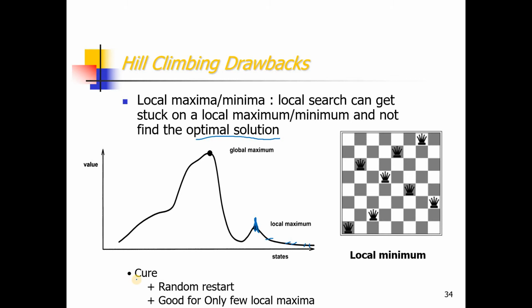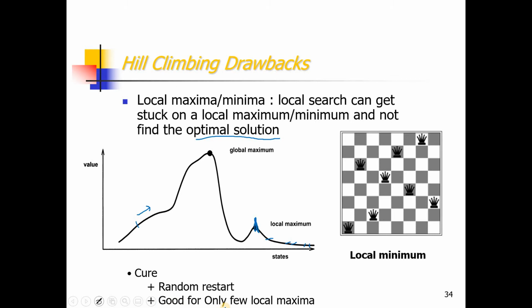So what is the cure? How to solve it? One solution that we can apply on this approach is random restart. These approaches we will see in future lectures. So instead of being stuck over here, try to restart somewhere else randomly. So randomly you restart here. Maybe this time you will get the global maximum.